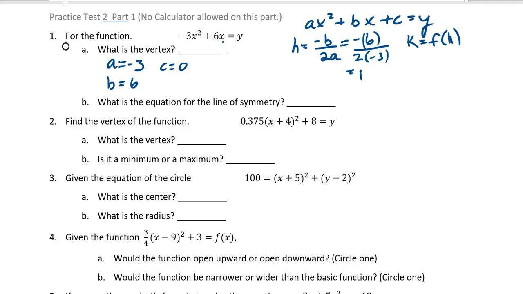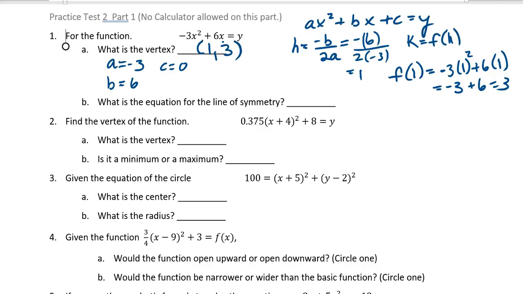So now I'm going to put back 1 into my equation. So I'm going to say f at 1. So wherever there's an x, I'll put a 1. And I'll get negative 3 plus 6 is equal to 3. So my vertex will be 1, 3.